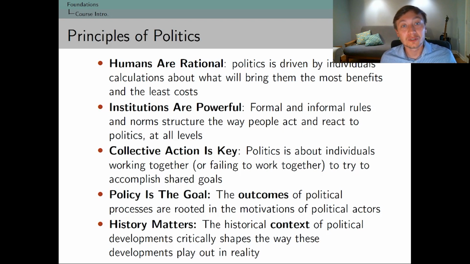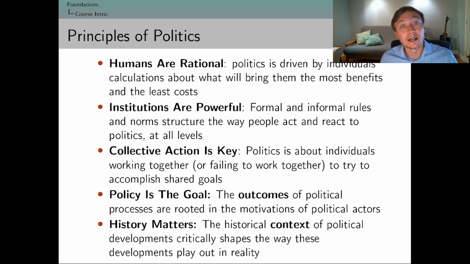The first being that humans are rational. Certainly the economic principle, I think, maps onto this very carefully. Politics being driven by individuals' rational calculations, benefits and costs. The second being that institutions are very powerful, getting back to the historical sociological principle, this idea that formal and informal rules and norms have a lot to do with the way that politics works today.